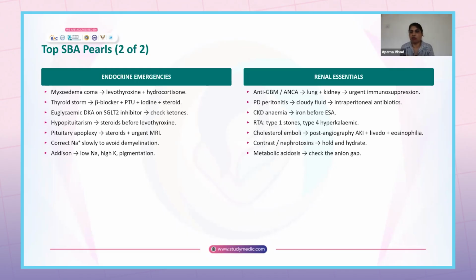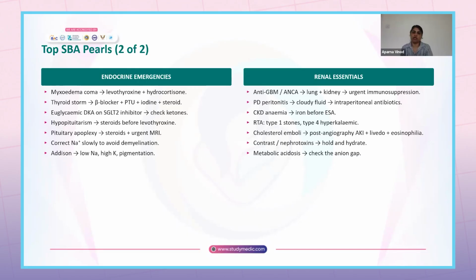When there is cholesterol emboli, you will get a stem based on post-angiography AKI, livedo reticularis and eosinophilia. So when it is a contrast nephropathy, stop and hold all the nephrotoxins and hydrate the patient well, before the procedure and after the procedure, to minimize contrast nephropathy.